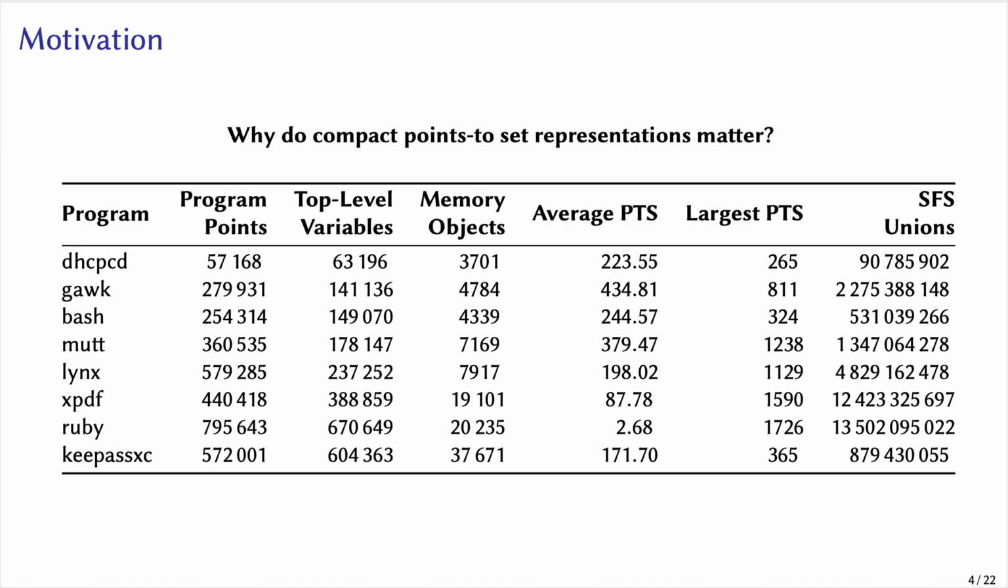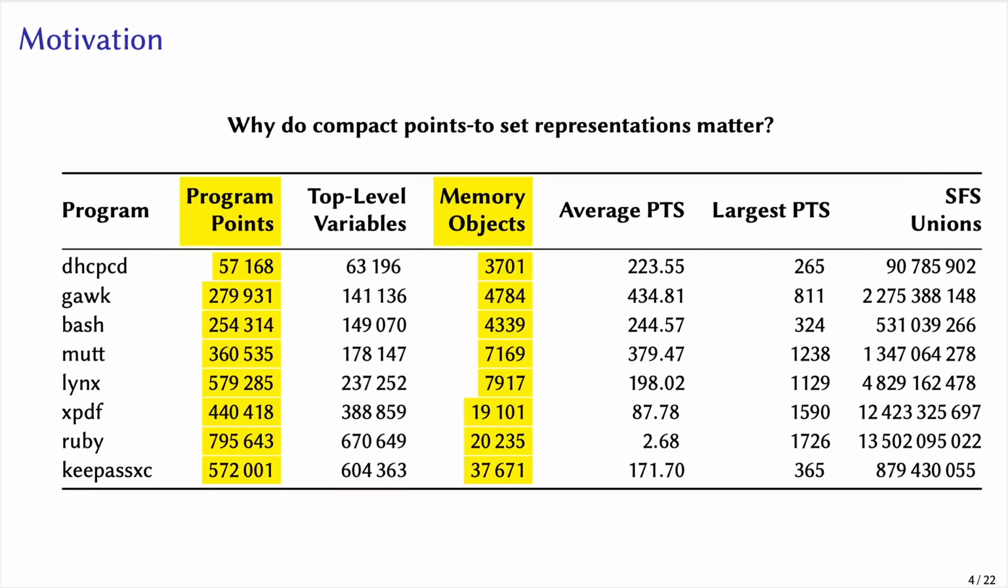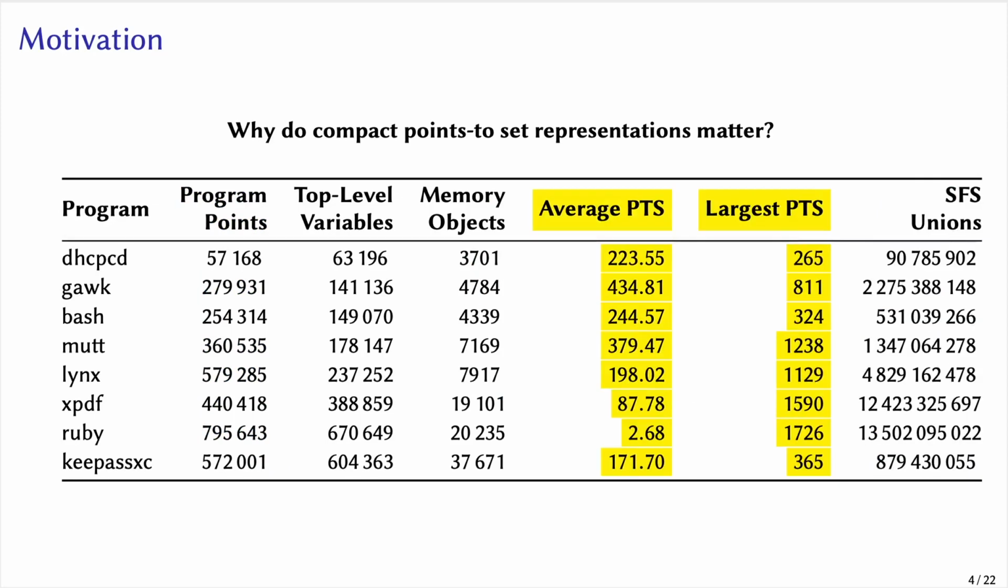Our work focuses on compacting points-to sets, but why do compact points-to set representations matter? Here are some statistics for some real-world C and C++ programs. Each top-level variable has a points-to set associated with it, and each memory object has at least one. In fact, each memory object can have a points-to set per program point. Despite SFS significantly reducing this, the number is still large. Points-to analysis centers around unions between points-to sets, and the number of unions can grow into the billions, so improving them even slightly can be useful. Finally, the points-to sets themselves are not necessarily small and can have many elements. Their storage takes memory, so a more compact representation will improve the situation.